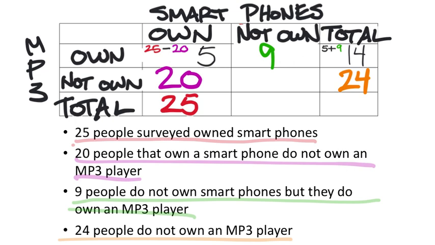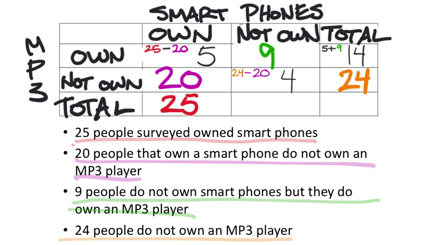There we go. So next up for me is this box, because I'm just moving downwards and left to right. So this says does not own a smartphone and also does not own an MP3 player. So let's figure that out. And I'm just going to use the row again. There's 24 people that do not own MP3 players. 20 of those that do not own MP3 players own phones. So I'm going to subtract those 20, and that will tell me how many people then do not own smartphones as well. So that'd be 4.